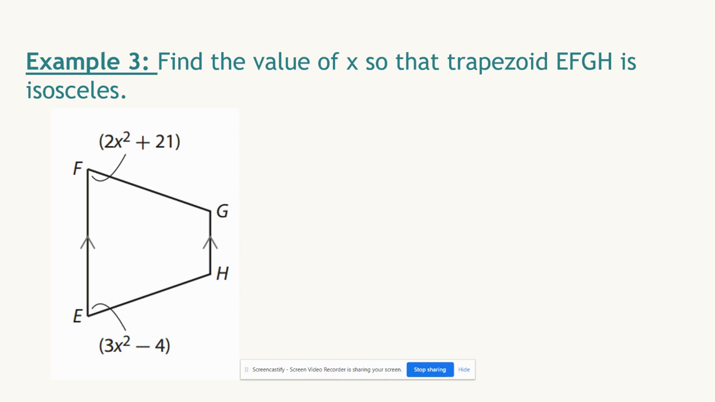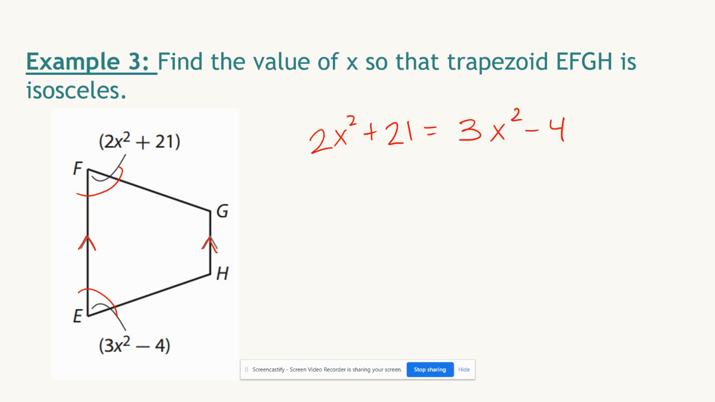Okay, next one. Find the value of x so that the trapezoid EFGH is isosceles. You'll notice we don't have the congruent line segments marked here, but we're trying to make sure that we prove that it is going to be isosceles. In order for that to be true, my base angles need to be congruent, right? The parallel sides tell me my base, so I'm going to set both of those angles equal to each other and solve for x.